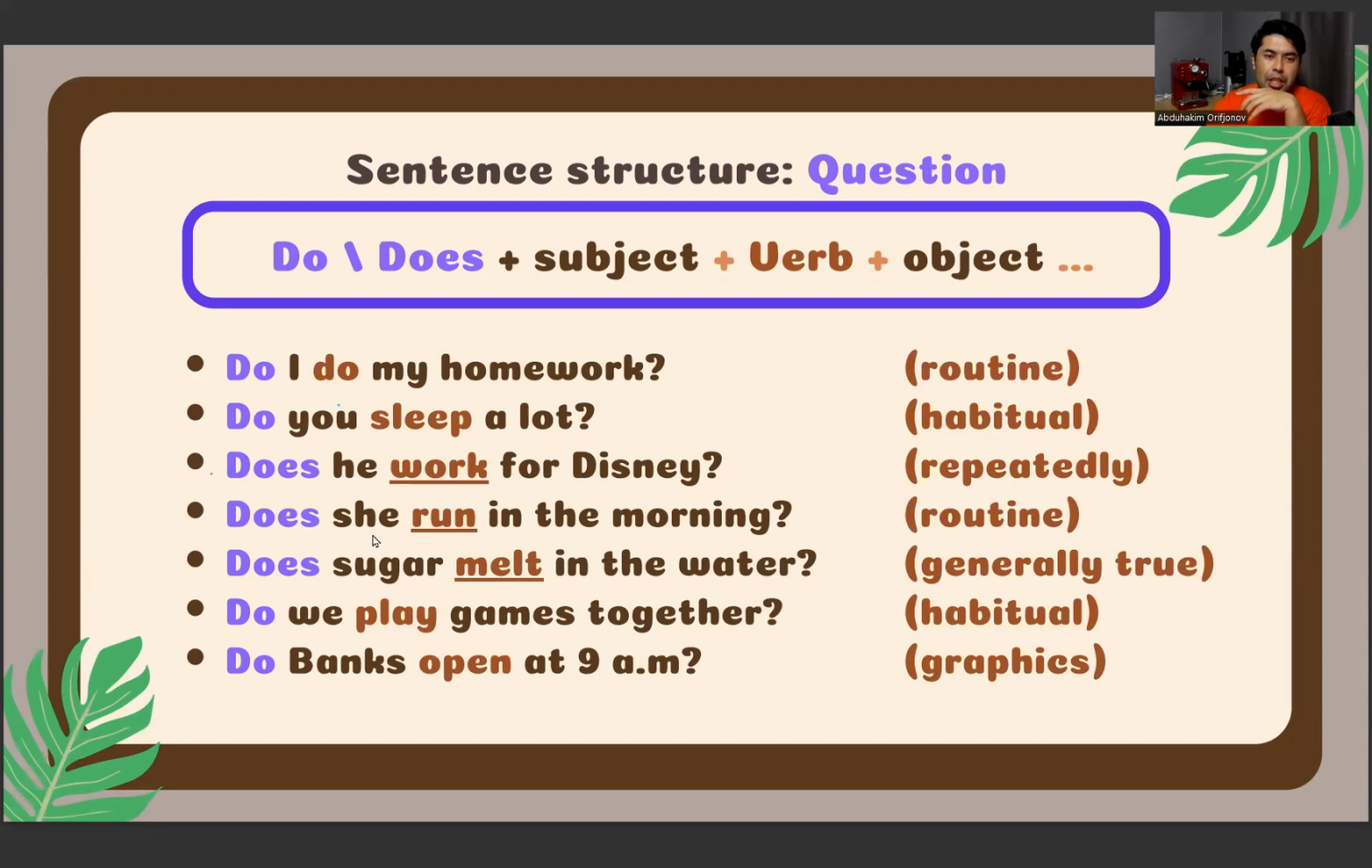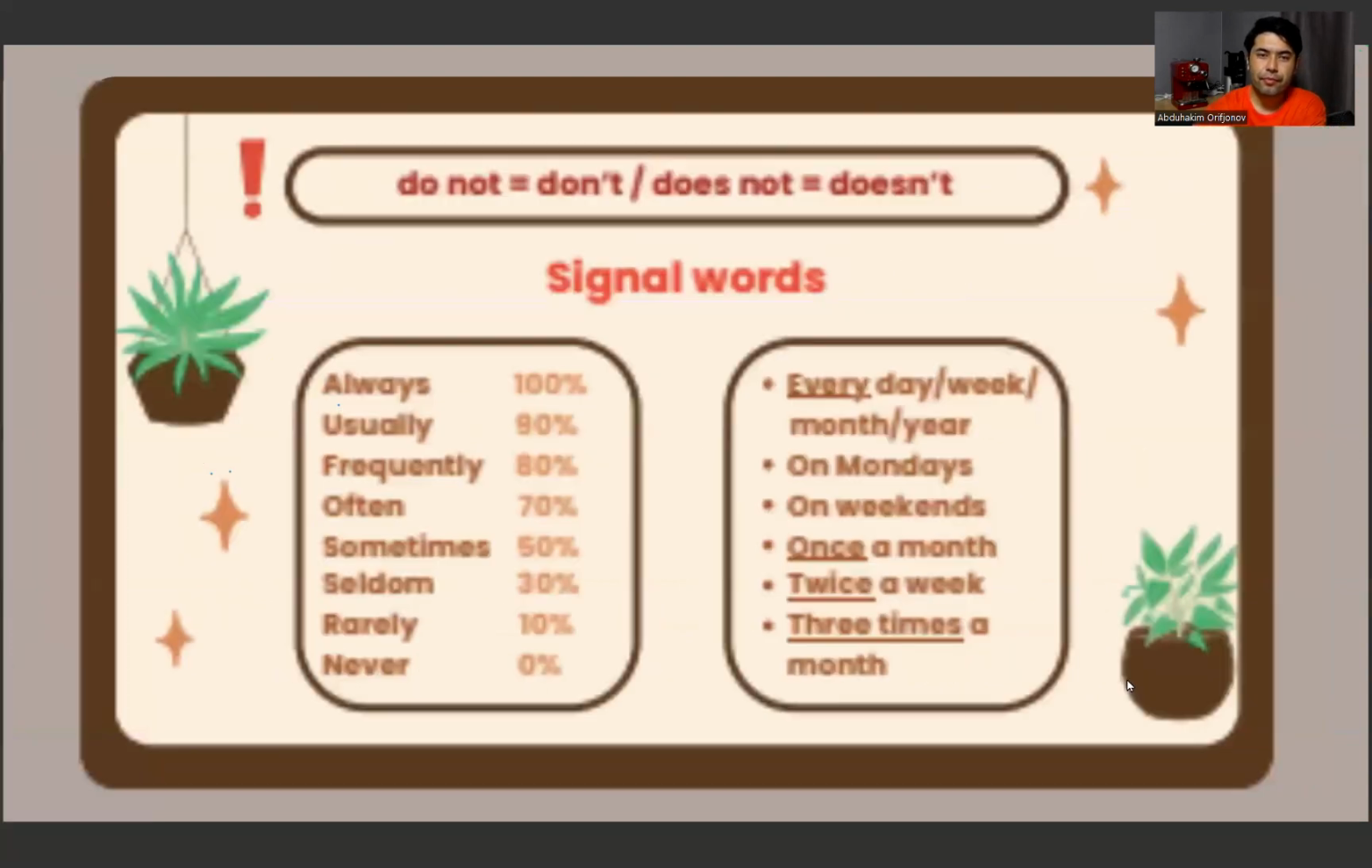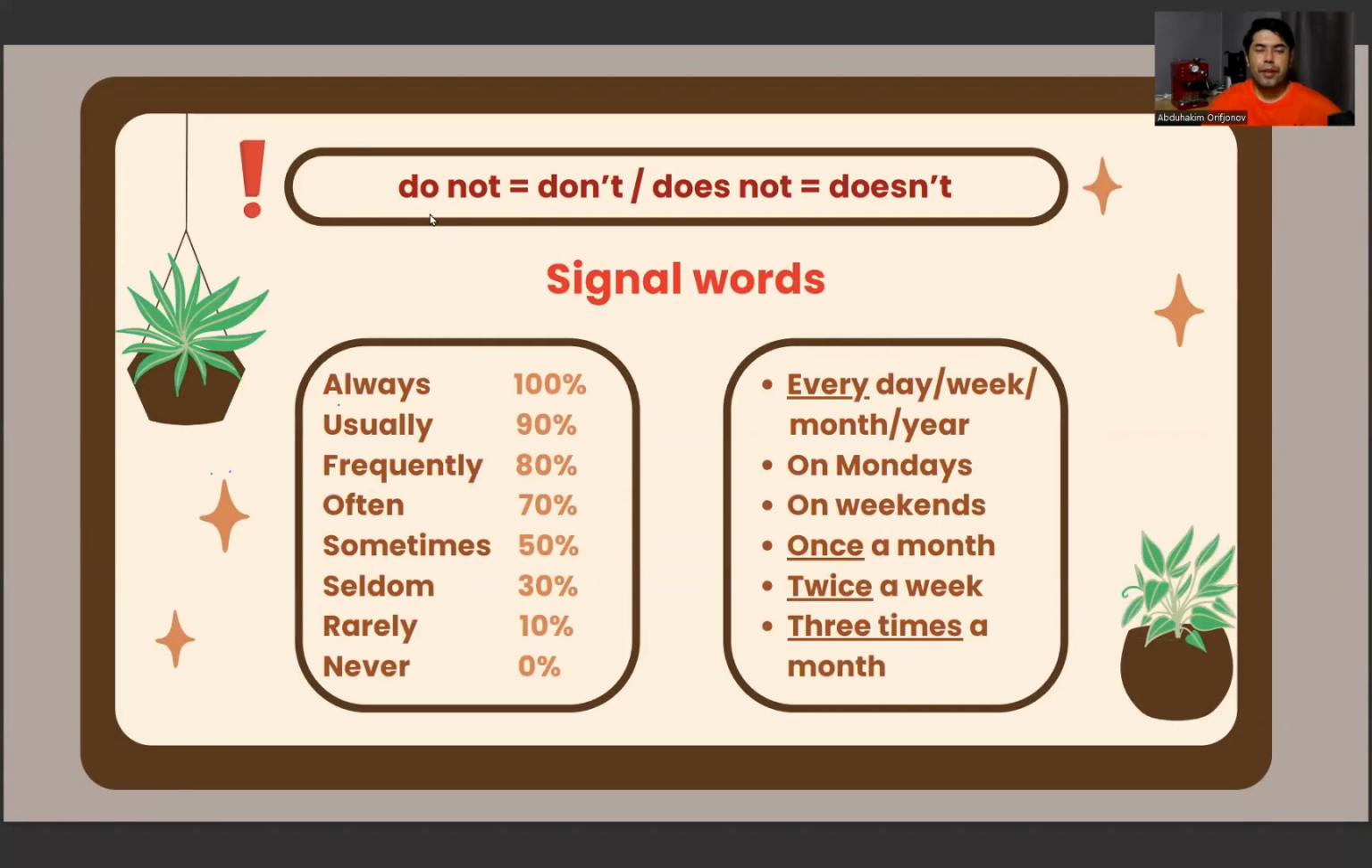With these subjects, he, she, it, we use does to make sentences. And the main verb comes without es, because that es or s is here: do, s, does. Well, do we play games together? This is habitual. Do banks open at 9 a.m.? This is a fact. Remember this, the short form of do not is don't, does not is doesn't.